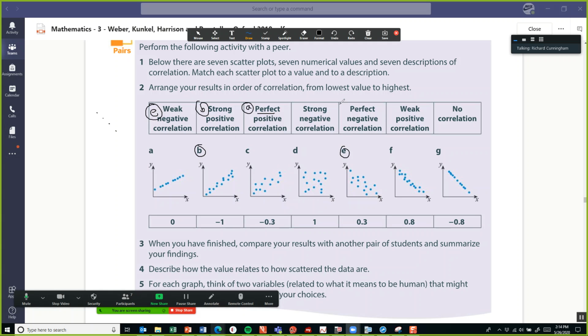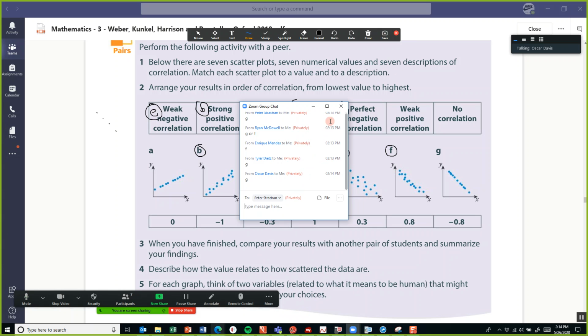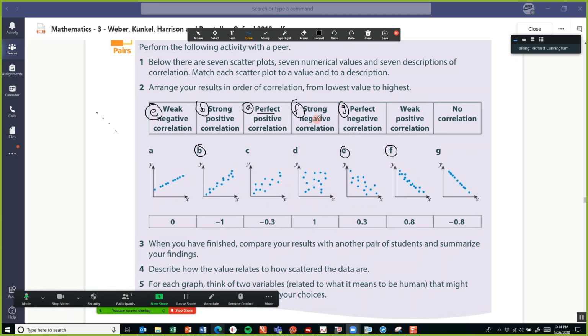So you're all on absolutely the 100% right track. We want strong negative, so it has to be one of these two, F or G. Now, one of them is strong, one of them is perfect. So the strong one is going to be F, because the perfect one is in a perfect straight line. That one would be G. Okay? Is that okay with everyone? Strong is not completely in a 100% straight line, but perfect is in a completely straight line.